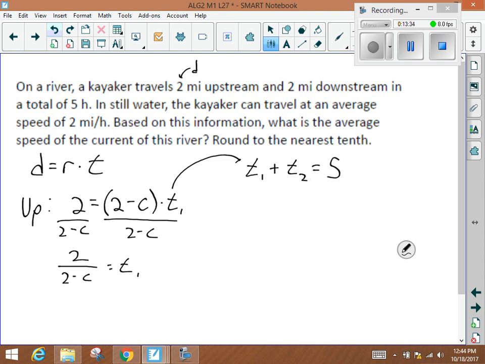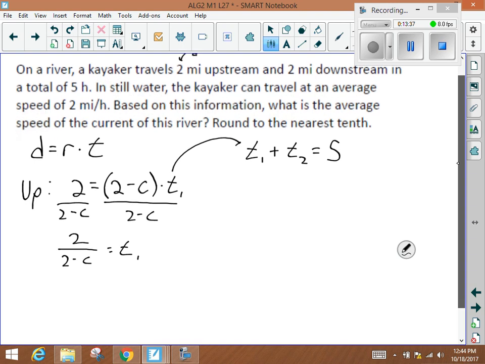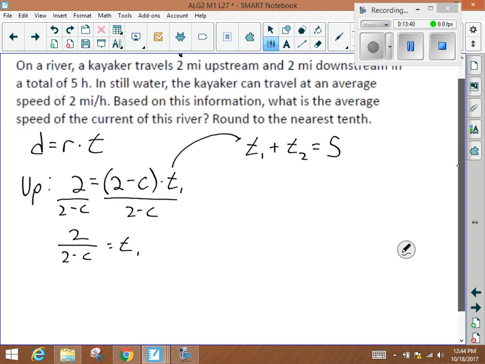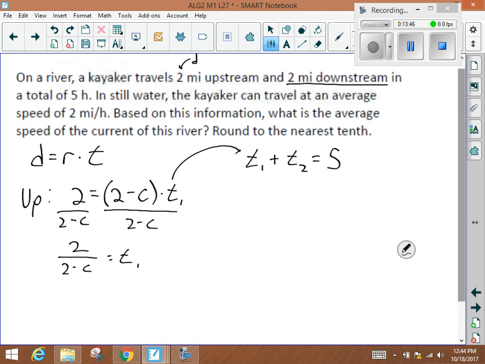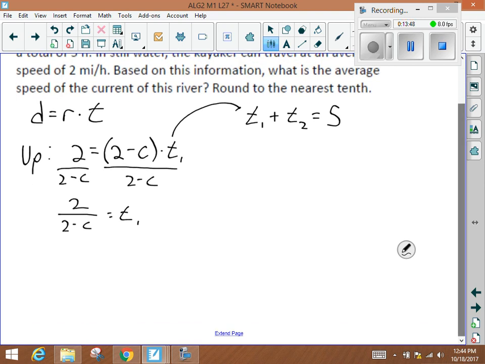Now I need an expression for when we're going downstream. It's going to look really similar because we go 2 miles downstream, right? So the distance is the same. What's going to change when we're going downstream is that now we have the current helping. So went 2 miles, that's my distance. My rate now is going to change because I'm going to be going 2 miles per hour plus the speed of my current. And I know that this is going to be a different time because it's probably going to be faster. So now that I have that, I'm going to solve for T2.